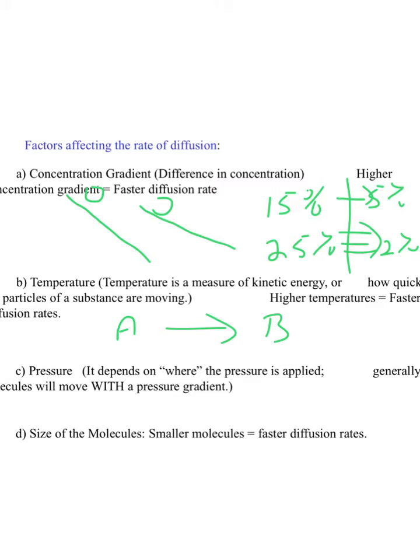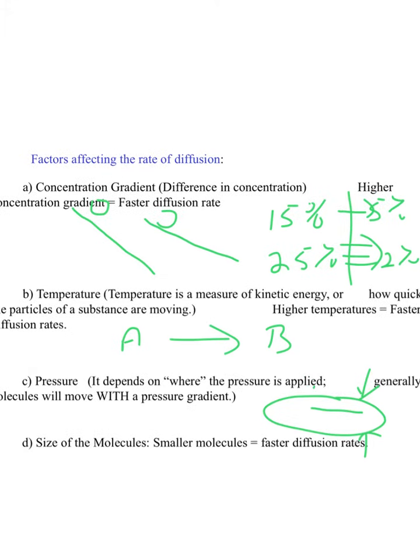Other thing that's going to affect diffusion is pressure. Pressure can be thought of as a push given to molecules. And generally, molecules will move with a pressure gradient, in other words, from high pressure to low pressure. Certainly if you took a balloon and you squeezed the balloon here and here, right, whatever the balloon was filled with, air or water or whatever, would be pushed in this direction. Right?